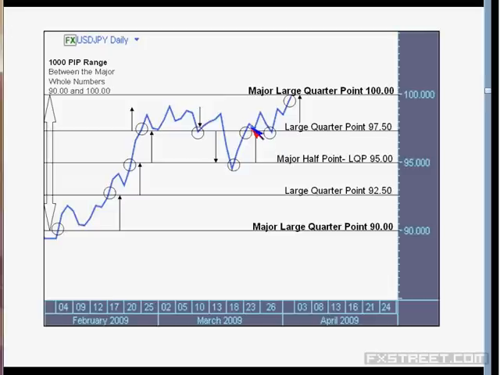The quarter is completed, we make a move, we hesitate, we pull back to the preceding large quarter point, and then finally, by the end of March of 2009, we get to see a move that completes the large quarter to 100 yen. So once again, these are recognizable price patterns that will manifest themselves for those of you who have not recognized them until now.